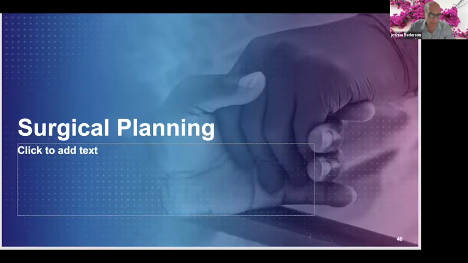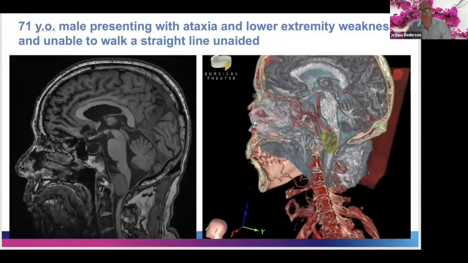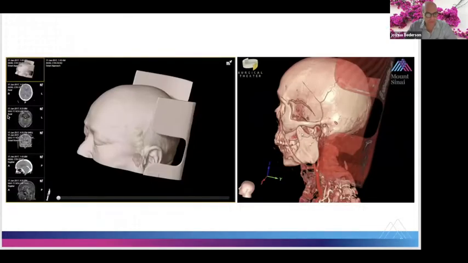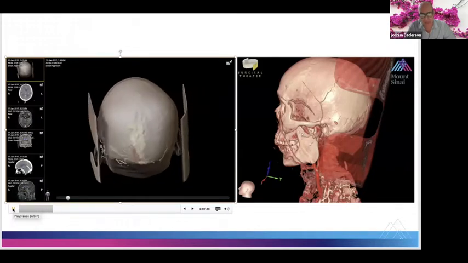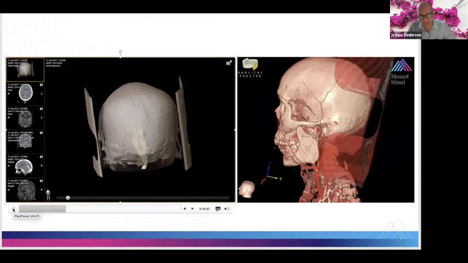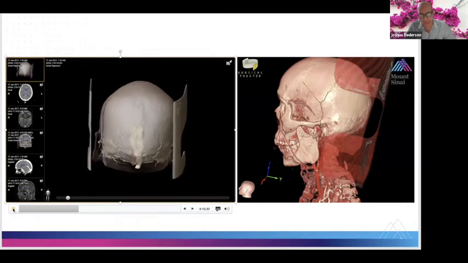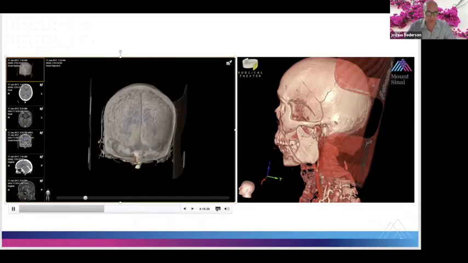For surgical planning, I will give you an example. This is a 71-year-old man who presents with ataxia and has this foramen magnum meningioma. We can use different types of software, and here you see the BrainLab software. And the BrainLab software is quite useful. It does its own type of segmentation, and this is useful to plan the operation. We can see the tumor in relationship to the brainstem and the other critical structures.